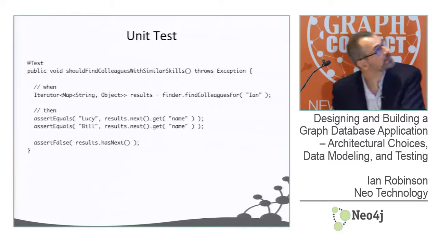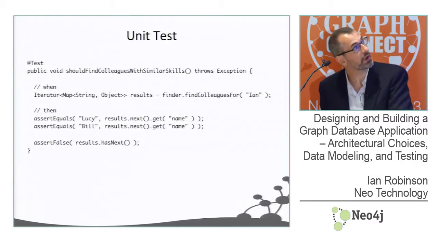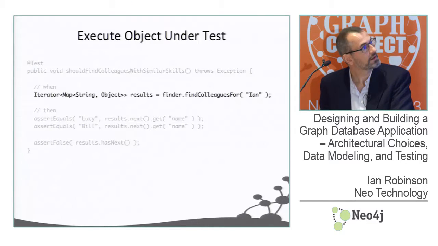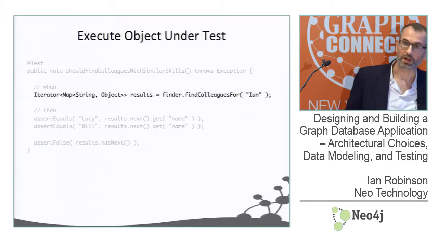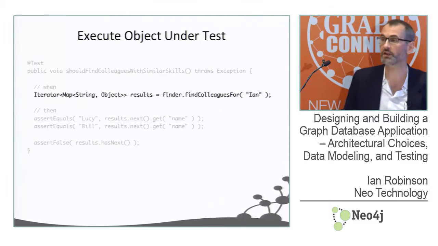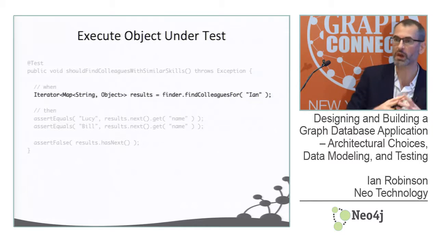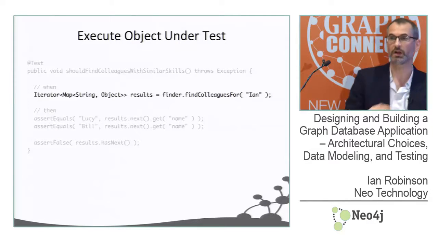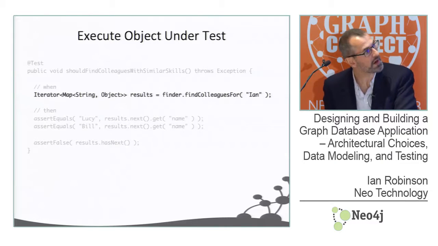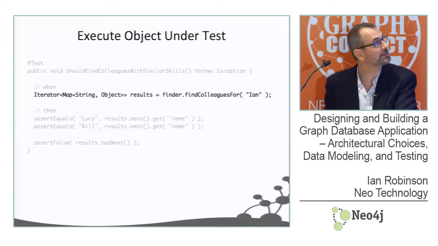So here's my first test. My colleague finder should find colleagues with similar skills. So remember, I created the object under test when I created the test fixture. Now I'm going to call one of its methods, findColleaguesFor. Now at this point in time, we actually haven't written the colleague finder, but we're writing the first unit test that expresses our intent to call this method, findColleaguesFor. And I'm going to pass in the value Ian.